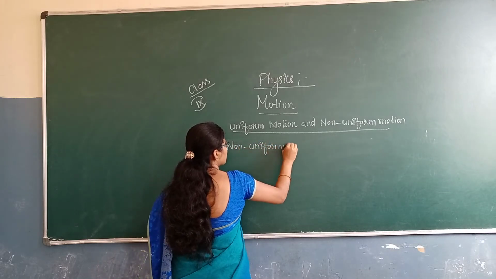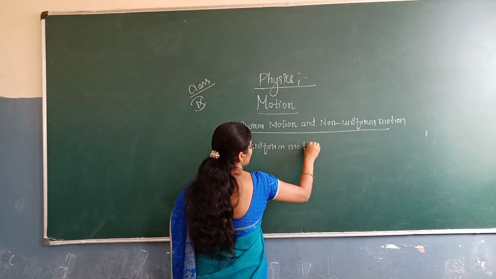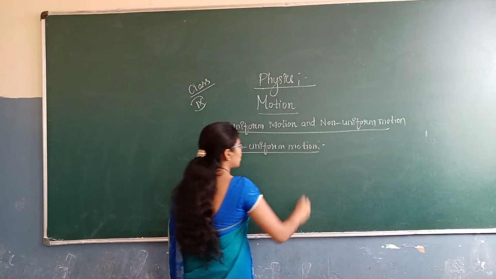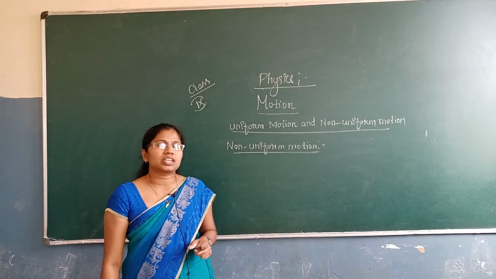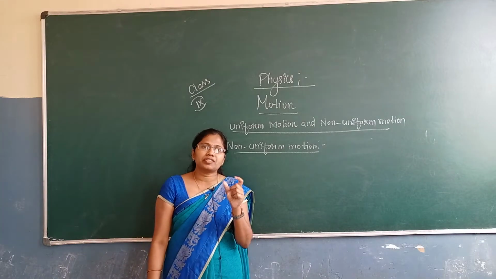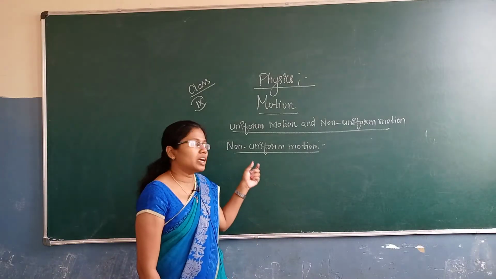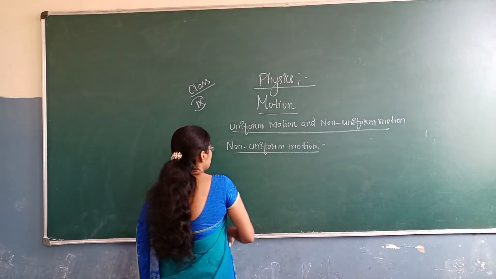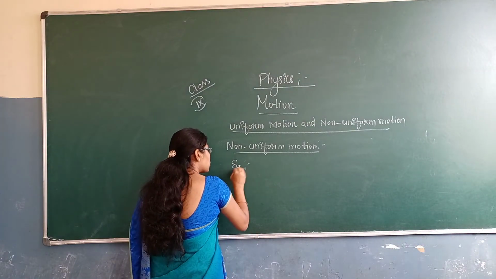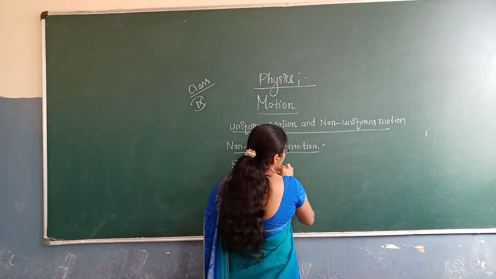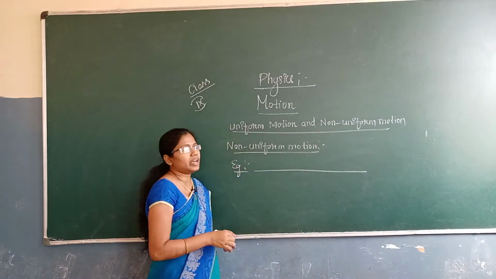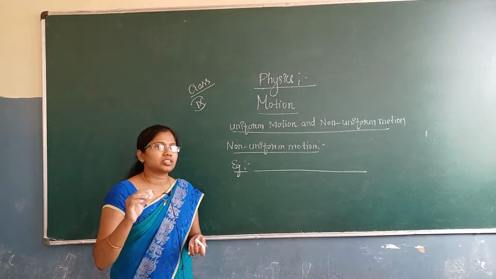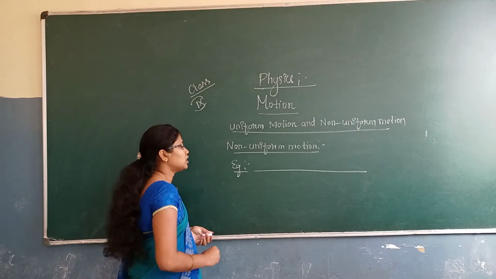Non-uniform motion. To define the non-uniform motion, I am going to consider an example. With that example, we will define what non-uniform motion is. Here again, I am going to consider that the object is moving in a straight line, because it is motion along a straight line.